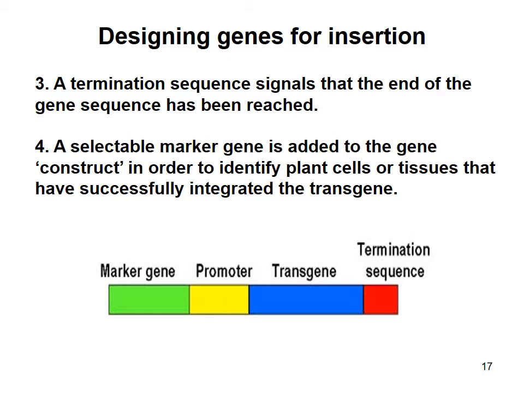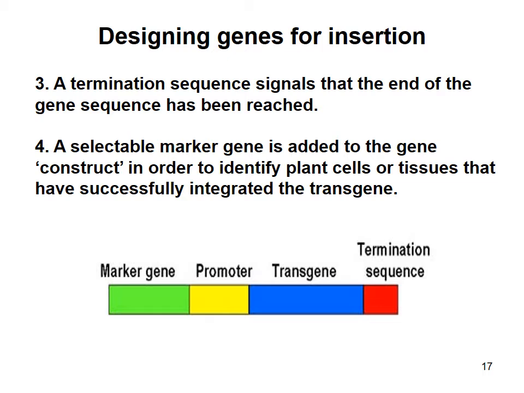In addition, a selectable marker gene, shown in green, is added to the gene construct in order to identify plant cells or plant tissues that have successfully integrated the transgene. And this is necessary because achieving this incorporation and expression of transgenes in plant cells is actually quite a rare event, and it occurs in just a few percent of the targeted tissues or cells. So it's not a very efficient process.